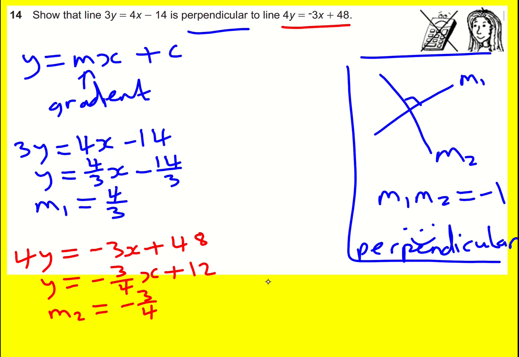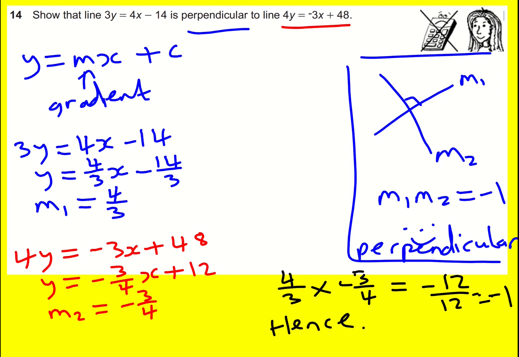And then I just do my conclusion. Or actually, not quite my conclusion, my calculation: 4/3 times minus 3/4 is equal to minus 12/12, which is minus 1. Hence, I need to write a conclusion. Hence the lines are perpendicular. Okay, nice.